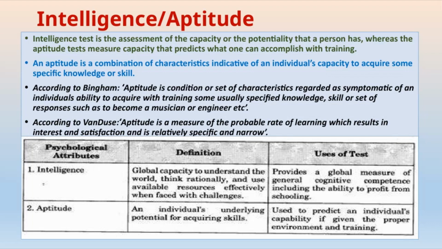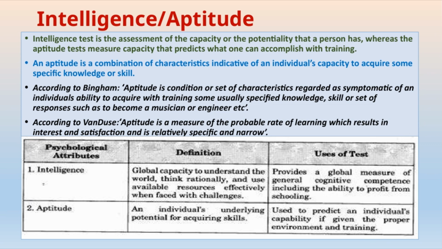On this slide, we explore the difference between intelligence and aptitude. Intelligence tests assess a person's overall capacity or potential, that is, their general ability to understand and process information. Aptitude tests, on the other hand, focus more specifically on predicting what someone can achieve with proper training. Aptitude itself is a blend of traits that indicate how well a person is likely to acquire a specific skill or body of knowledge.